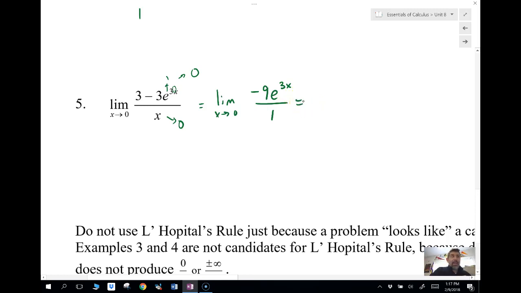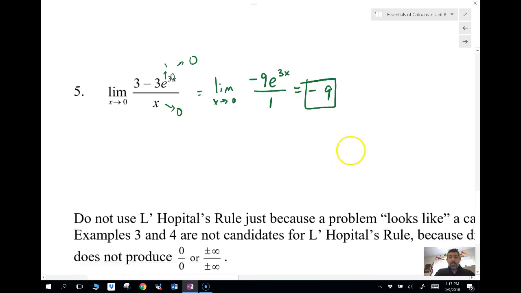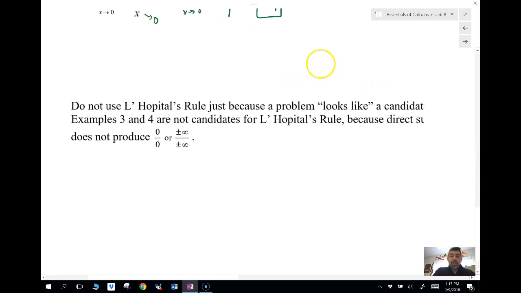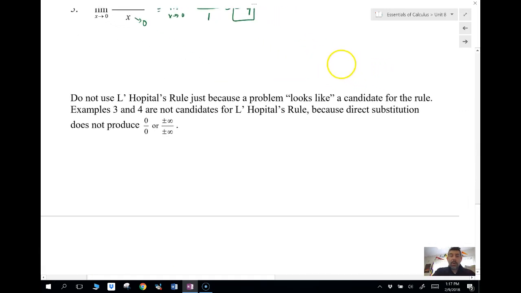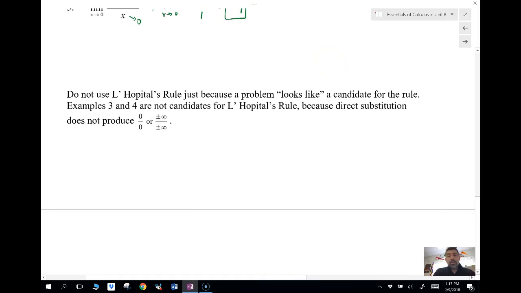All right, so then we get that, and now we plug in 0, and we're going to get negative 9. Boom. L'Hopital's rule. Awesome. Okay, so here's a couple of things. Do not use L'Hopital's rule just because a problem kind of looks like something else. You have to put direct substitution in first before you can use L'Hopital's rule. So if it doesn't give you one of these or these, you cannot use L'Hopital's rule.